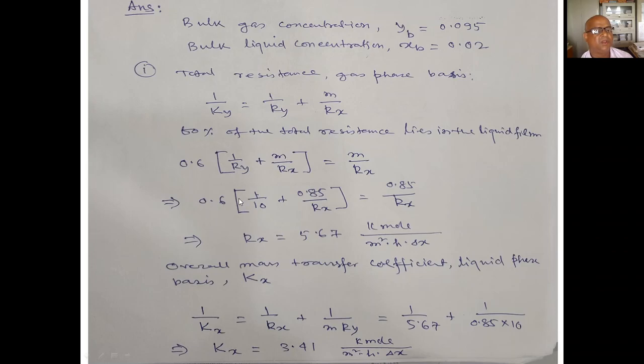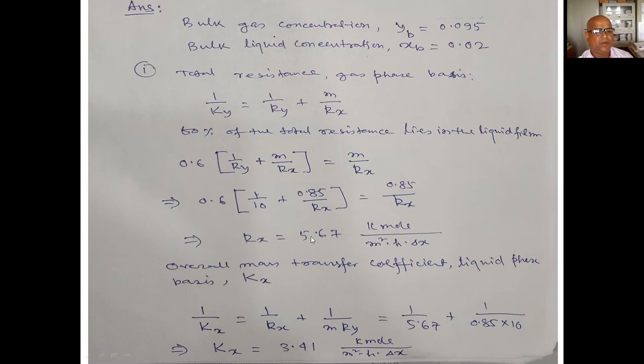Now I know 0.6, k_y equal to 10, m equal to 0.85, the Henry constant. So 0.6 equals (m by k_x) times the total resistance, and k_x equal to 5.67 kilomole per meter square delta X. And that small k_y was 10 kilomole per meter square delta Y. Now the overall mass transfer coefficient capital K_x: 1 by capital K_x equal to 1 by small k_x plus 1 by m k_y, because it follows Henry's law, so that slope will be similar because it is a straight line.